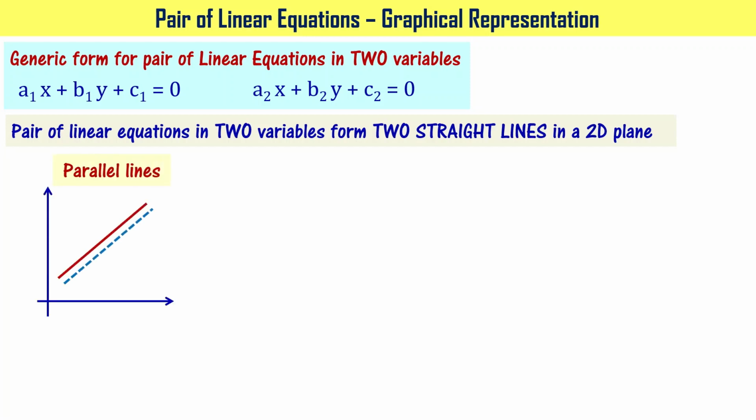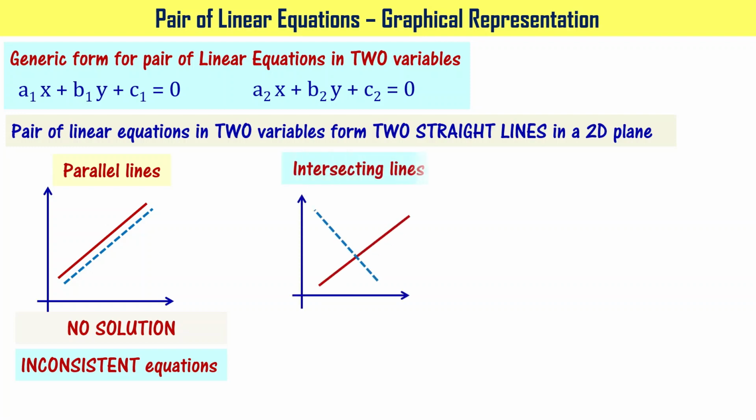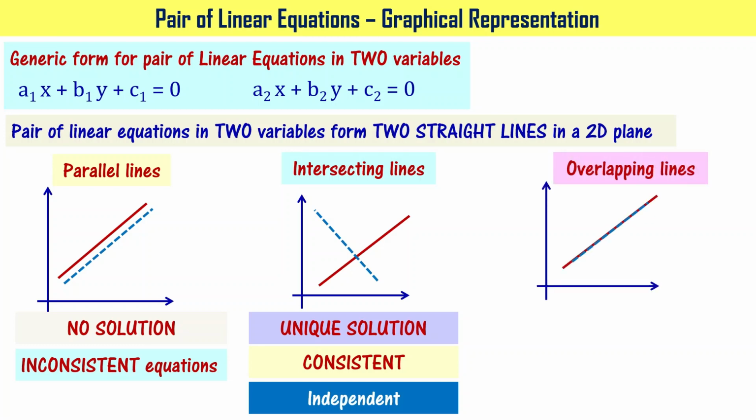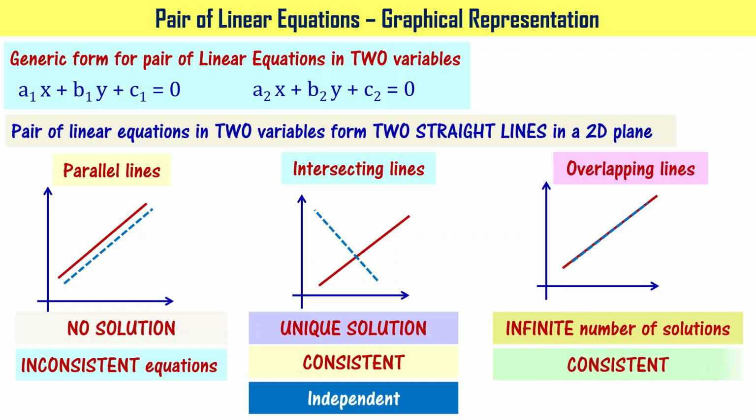Those lines can be parallel lines as shown here. In that case, the given equations will have no solution and the equations are said to be an inconsistent system of linear equations. The lines can be intersecting lines as shown here. In that case, the solution will be unique for those equations, and those equations are said to be a consistent system of linear equations and an independent set of linear equations. When the lines are overlapping or coinciding, you will have infinitely many solutions for the given pair of equations, and the equations are said to be a consistent but dependent set of linear equations. Please take a note of this.